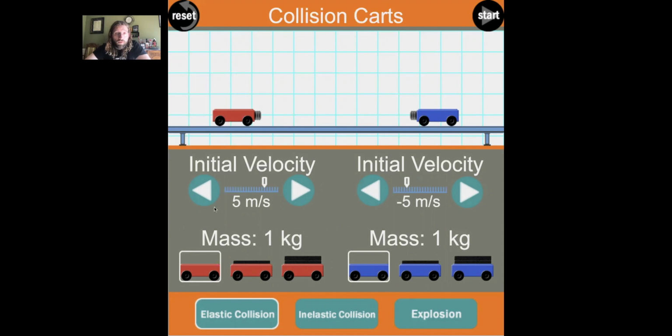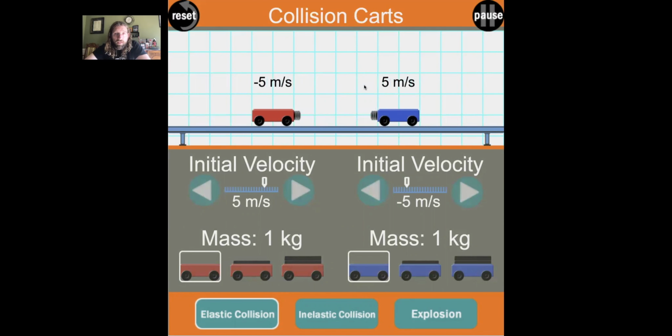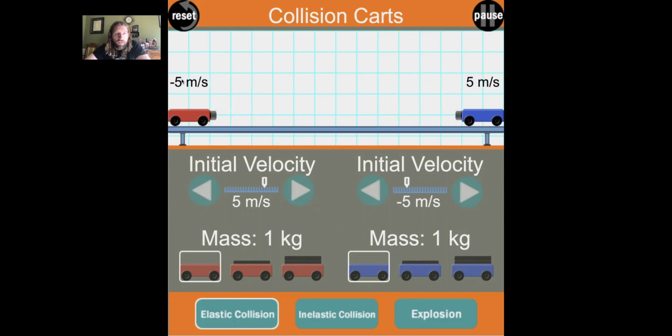So what I do is I set the initial conditions. I want to make sure it says elastic collision. It will actually change the results if you select one of these others, so make sure you're using elastic. Then you hit start. You notice there's your velocities, and nothing changed except this one went from 5 to -5, and that one went from -5 to 5.